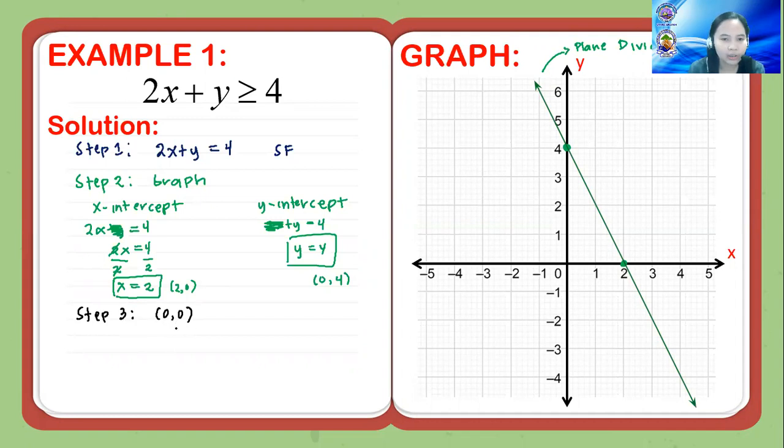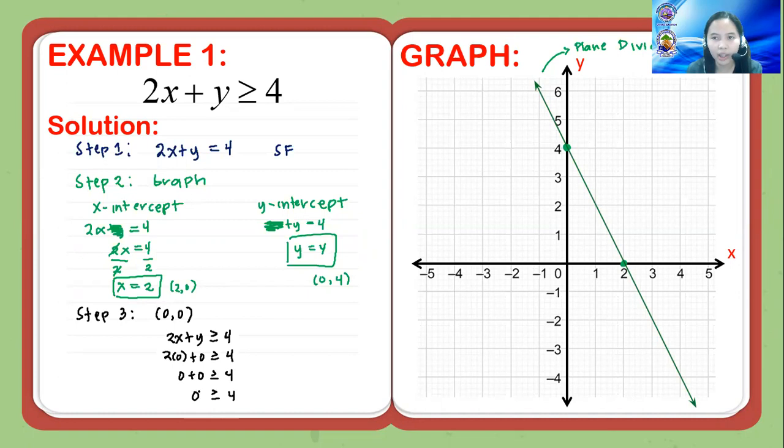So we will just substitute 0, 0 into the original linear inequality, 2x plus y is greater than or equal to 4. 2 times 0 plus 0 is greater than or equal to 4. 2 times 0 is 0. Then 0 plus 0 is 0. 0 is greater than or equal to 4.